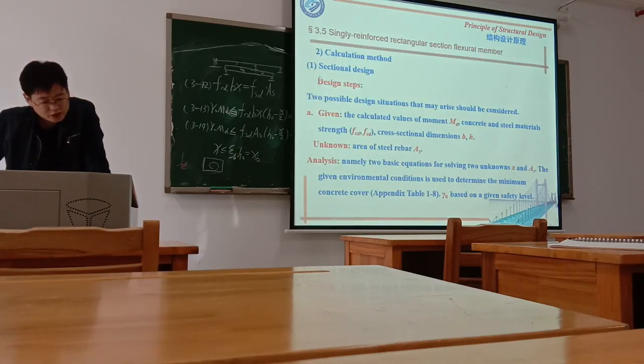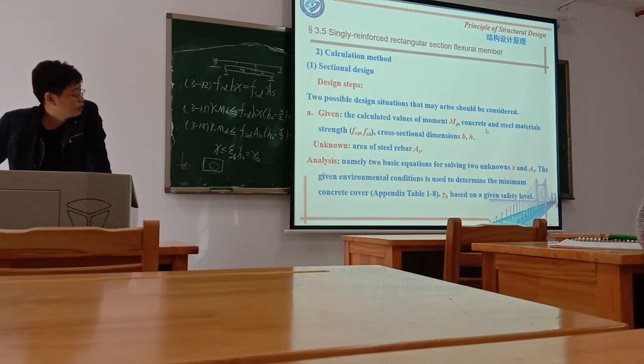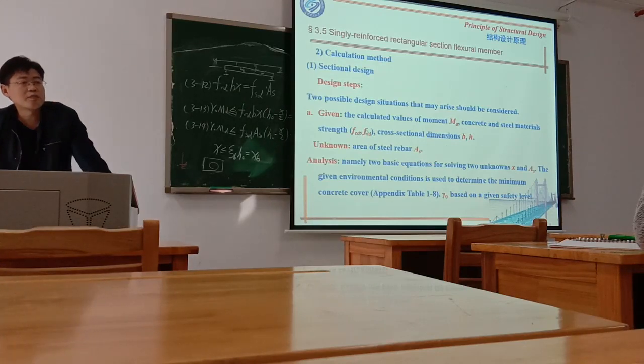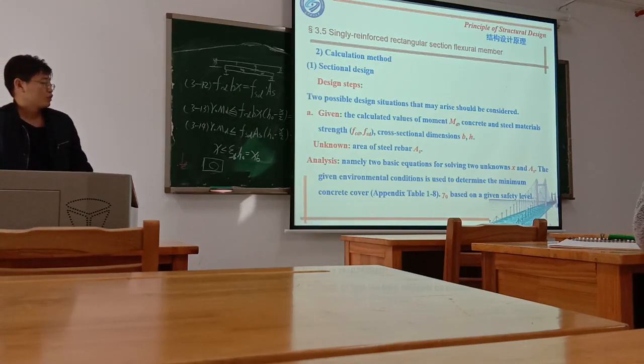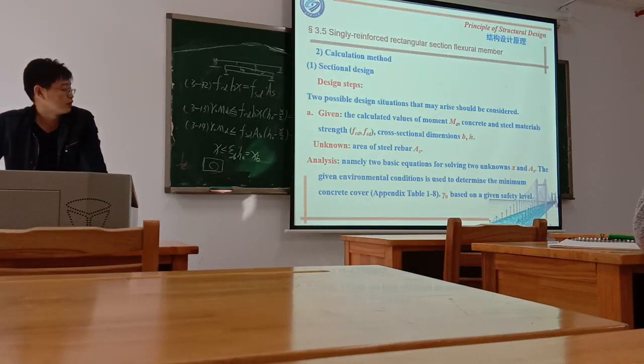So for the real situation when we design, normally we will meet two different situations. One is where the calculated value of the moment is given. The external load induced moment will be told to you, and the concrete and steel material strengths you will know. Actually, this is easy. Once you determine what type of material you use, you can check the strengths in the table or the code. You can find these strengths.